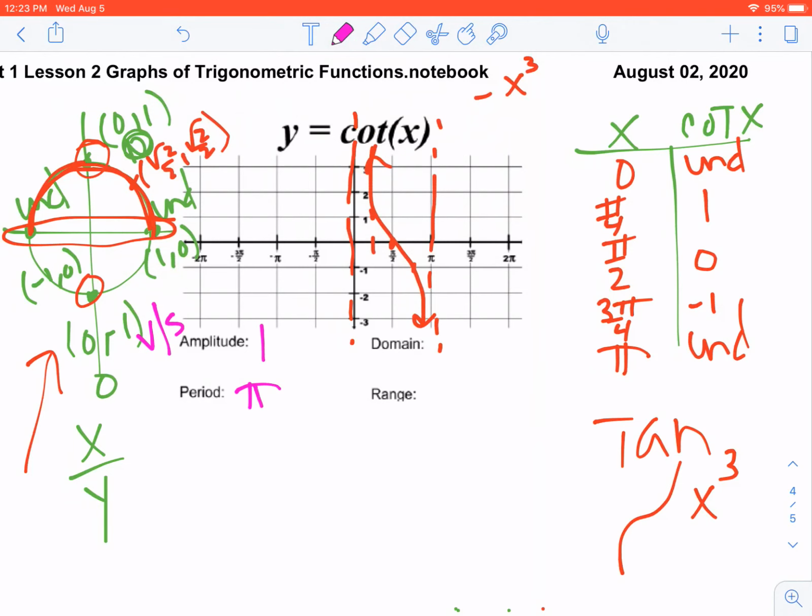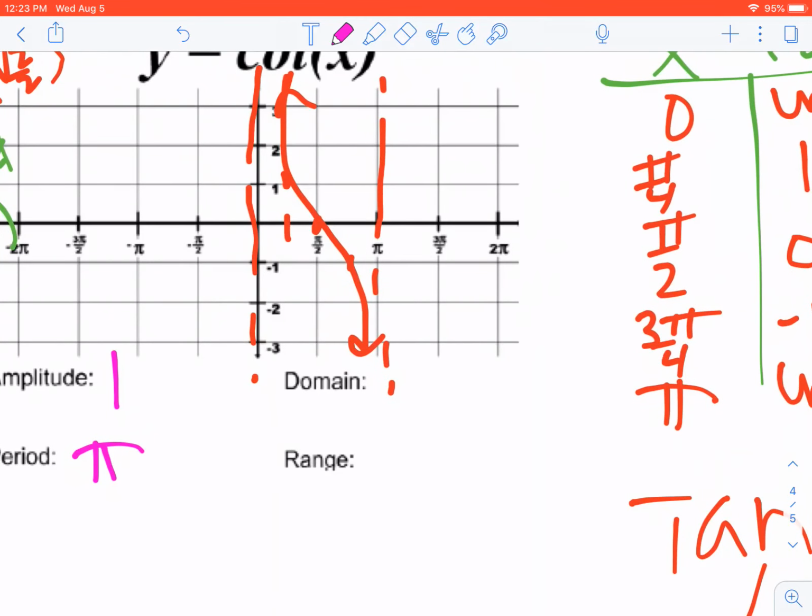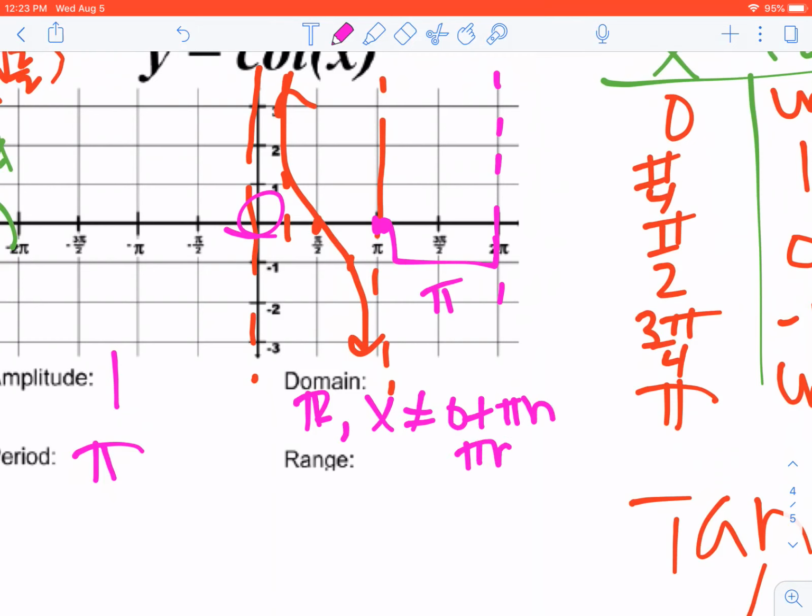Now, we have a domain restriction, but not a range restriction. My domain, again, is all real numbers, but x can't be 0 or pi or 2 pi or 3 pi, and the distance between them is pi. So x cannot be 0 plus pi n, or just pi n, where n is an element of the integers.